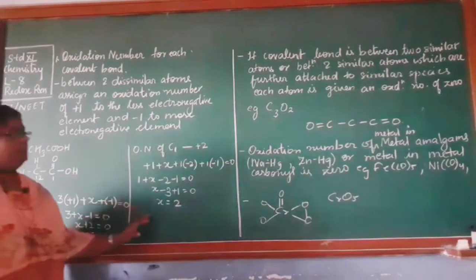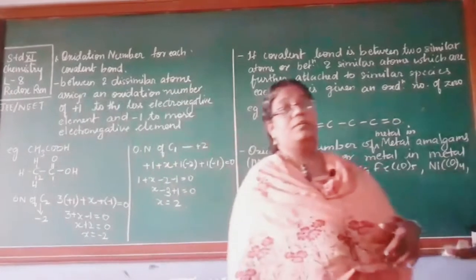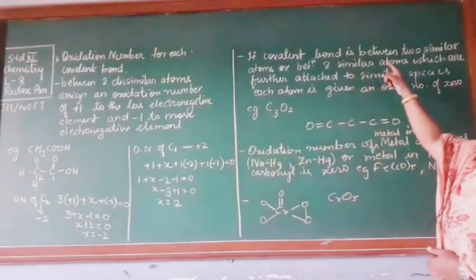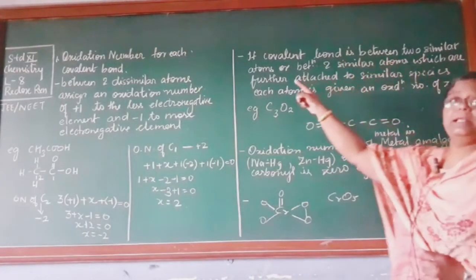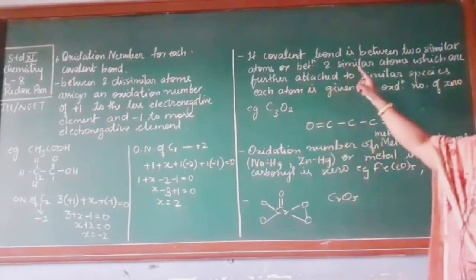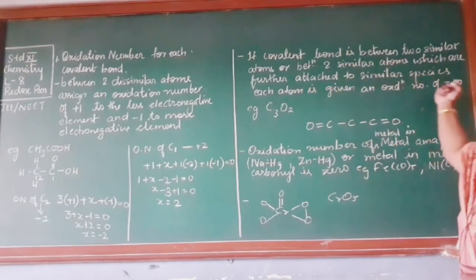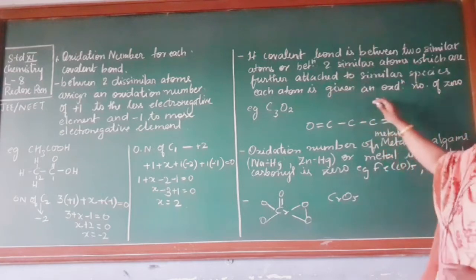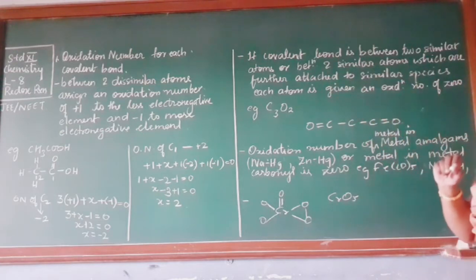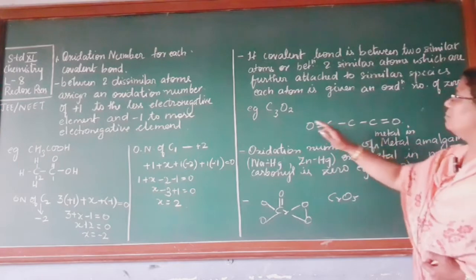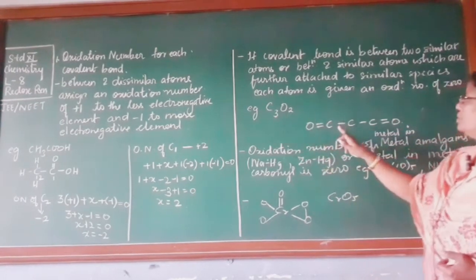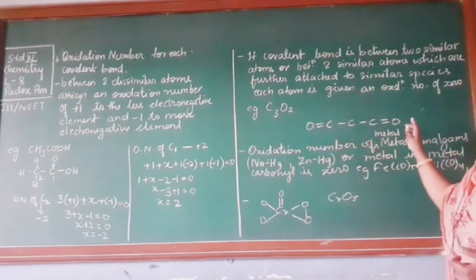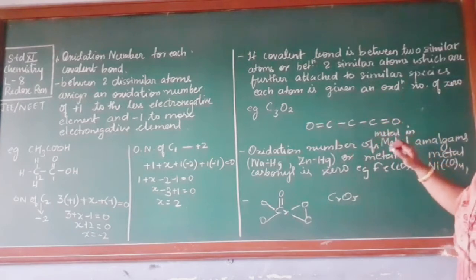Okay, next, when you have a covalent bond between two similar atoms, or between two similar atoms which are further attached to similar species, then each atom will be given the oxidation number of 0. तो अब ऐसा कंपाउंड है, देखो C3O2. So here C3 and O2, it is having a structure of this kind.